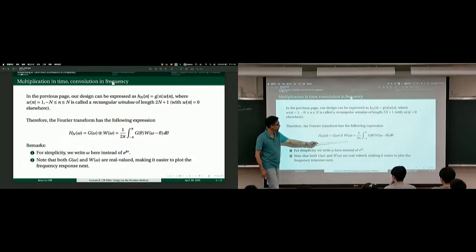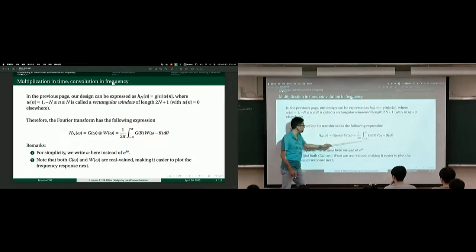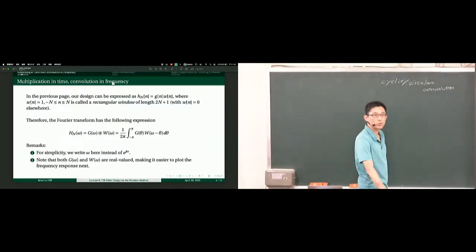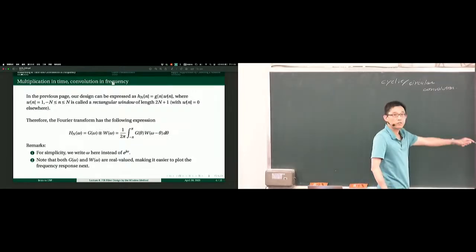I would denote this expression by the convolution with a circle to emphasize that it's happening in the frequency domain. It's happening in the DTFT domain. Okay, so far so good. This is just a second kind of convolution theorem.